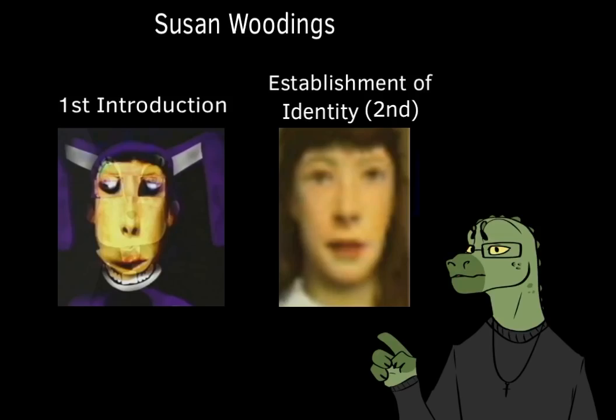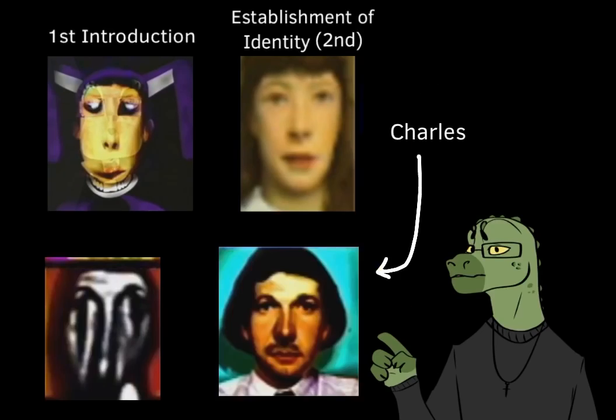Whereas if there's an introduction of a character that's meant to be more explicit, when they're first introduced, it's much more clear. So examples of the ambiguousness of introducing a character, you might have someone like Charles being introduced later on in the Bunny Farm video, or Susan Woodings in the beginner's tapes with Bon.